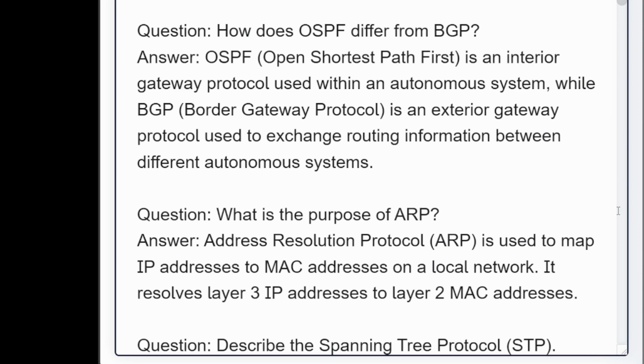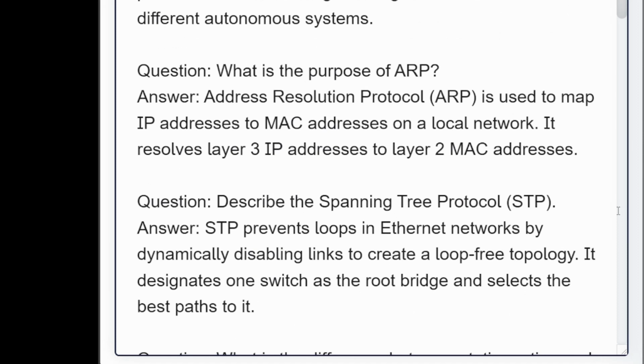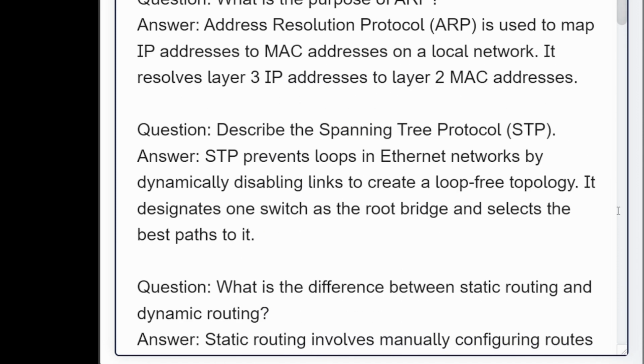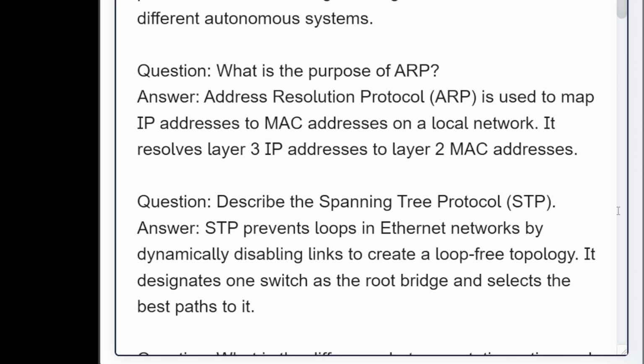Question: what is the purpose of ARP? Answer: Address Resolution Protocol. ARP is used to map IP addresses to MAC addresses on a local network. It resolves layer 3 IP addresses to layer 2 MAC addresses.